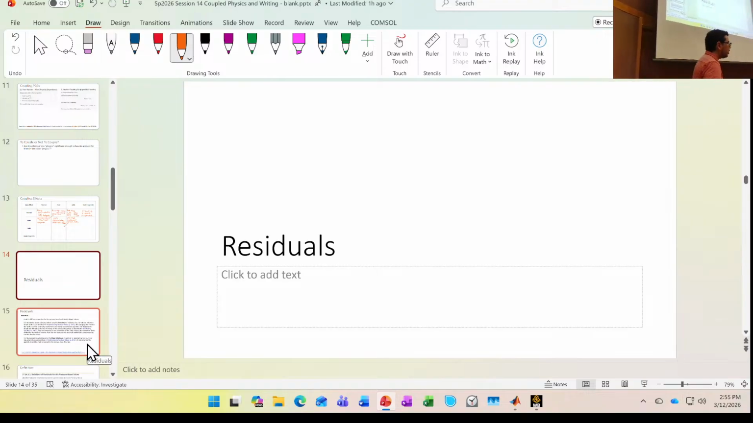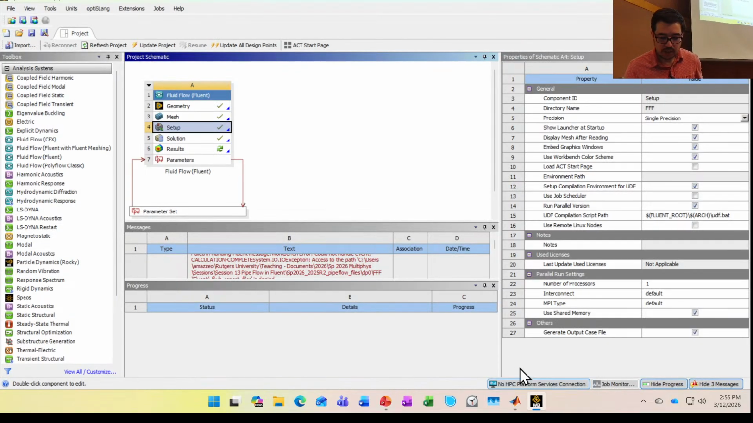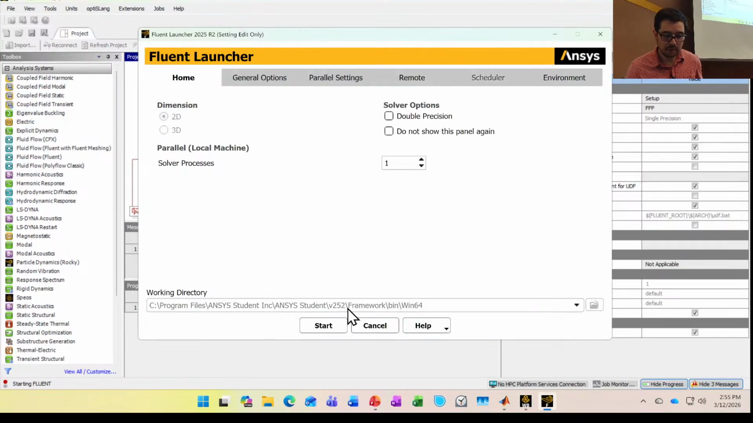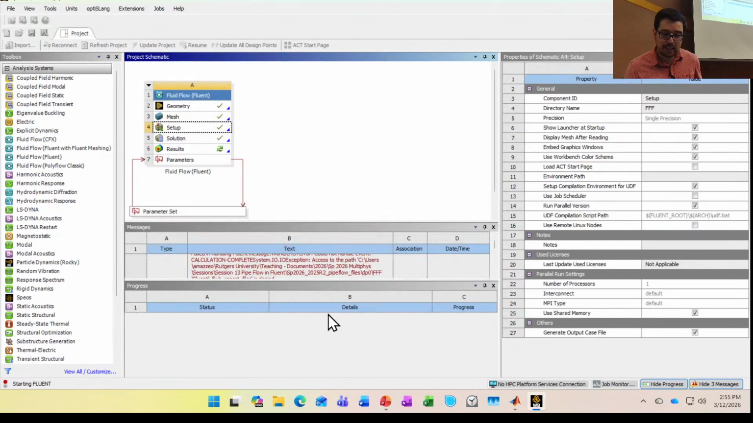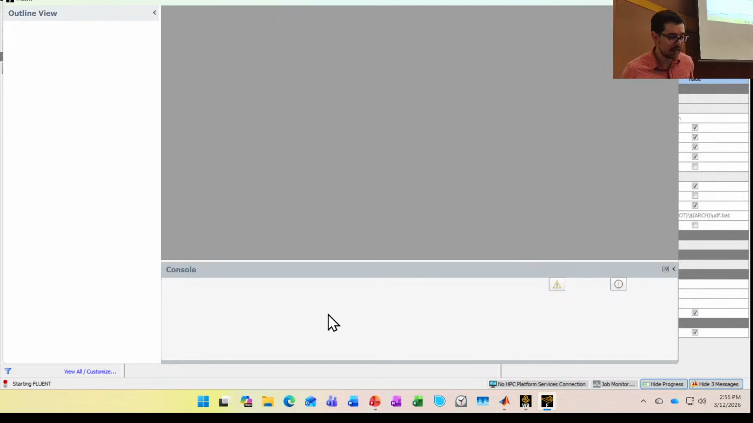Let's change gears a little bit. I thought I may struggle with this, as with many things, but I threw in a few bits about residuals. So for residuals, you saw them, right? When you did the first assignment, let's see if ANSYS will cooperate with me. It's always a risk.